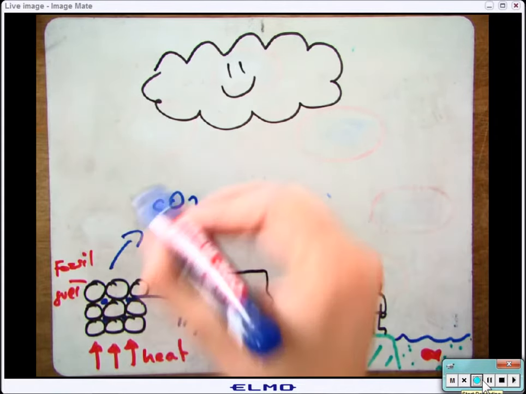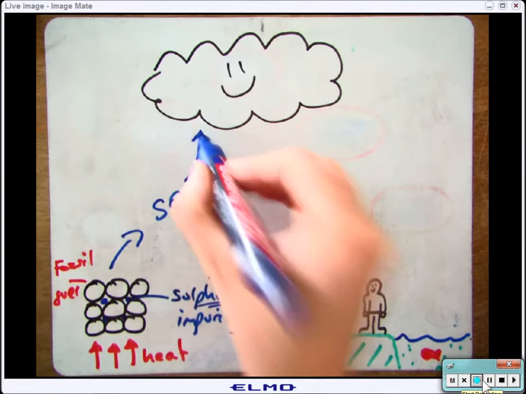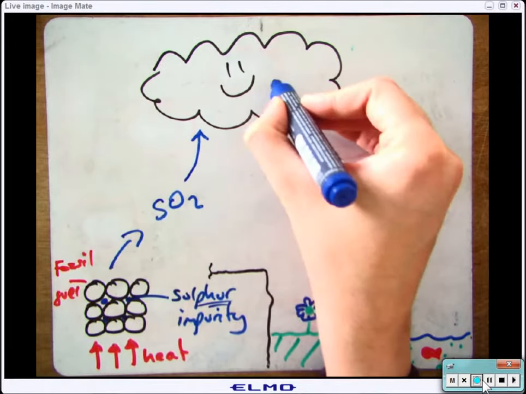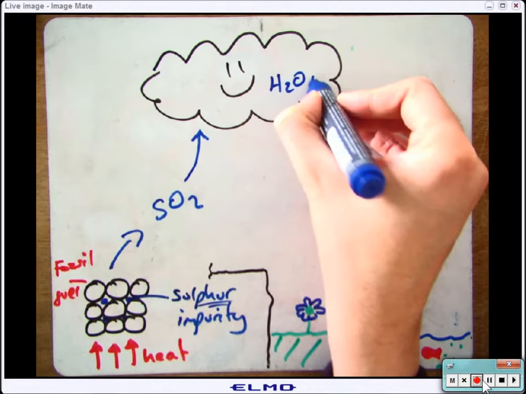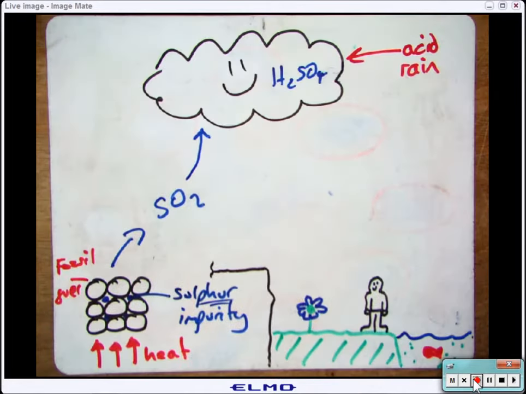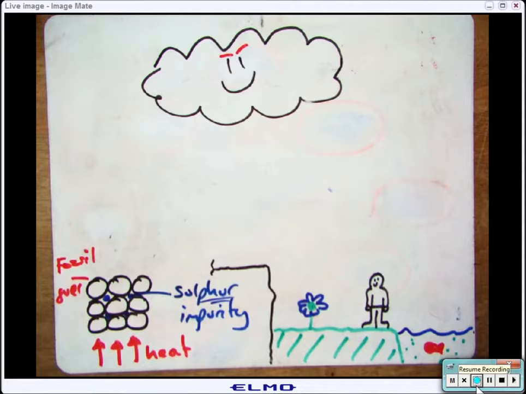So the sulfur dioxide goes up into the clouds like carbon dioxide and like the water does, and it reacts with the water to form something called sulfuric acid. And this H2SO4, the sulfuric acid, is what is acid rain. So that's how acid rain forms. Now I'm going to show you the impact of it.